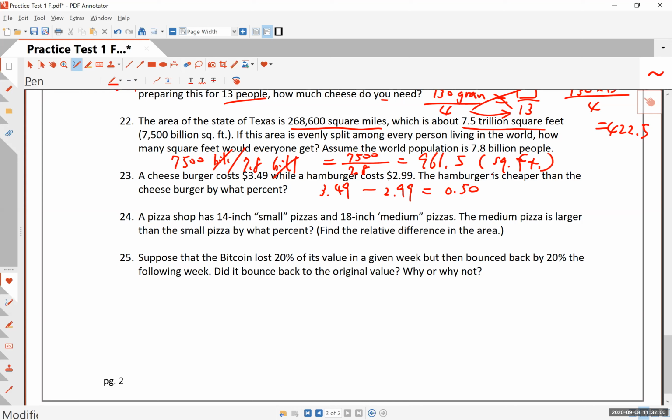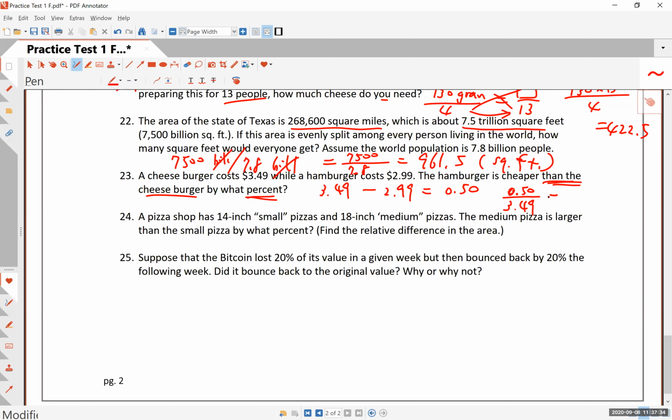Well, the answer is 50 cents, but by what percent? What's important here is the identification of the reference. What is the reference in this case? The hamburger is cheaper than the cheeseburger. So what you have to do is find the absolute difference, which is 0.5 or 50 cents, and you have to divide it by the reference number, which in this case is the price of the cheeseburger, which is 3.49. It's important to know that's the number you have to divide by.